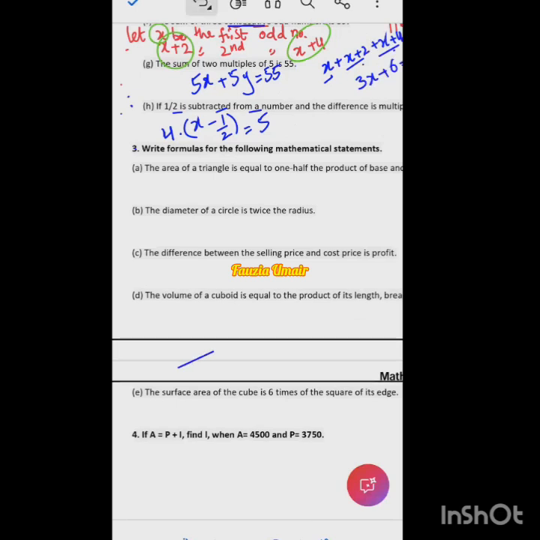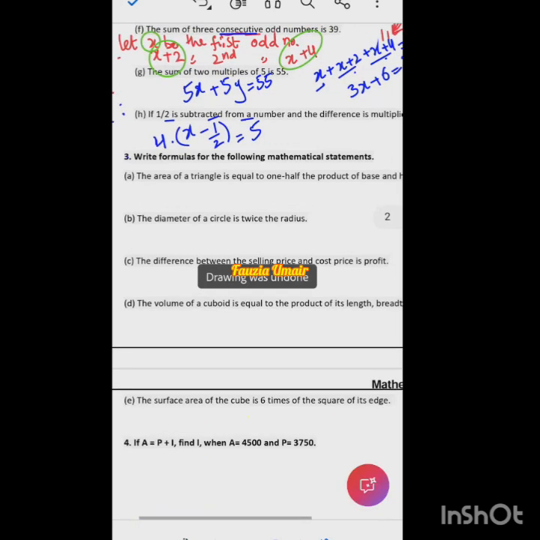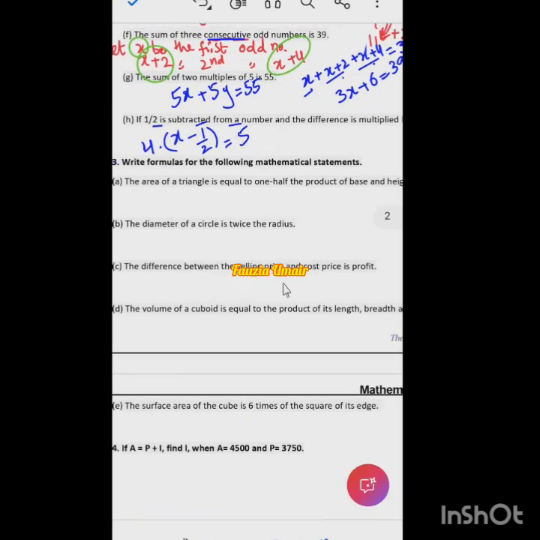So the expression is the area of the triangle. So the area of a triangle, let's assume A, is equal to 1/2, 1/2 means 1 by 2, the product of base and height. So what will that be? Multiply base and height, right? So this is what the expression is.